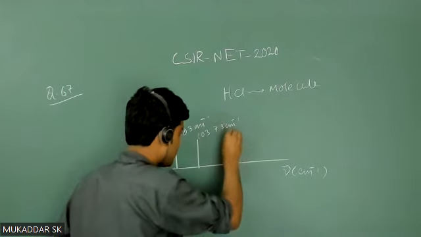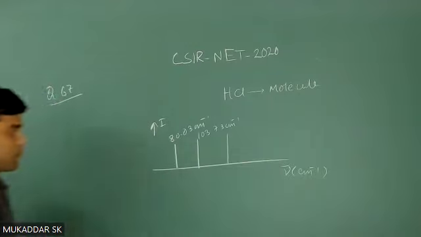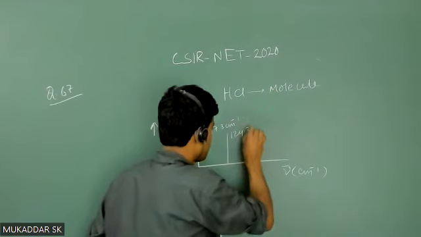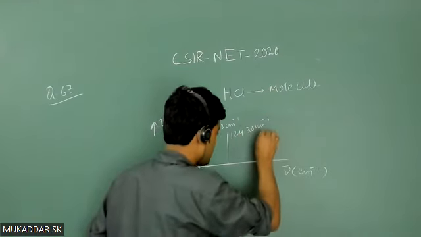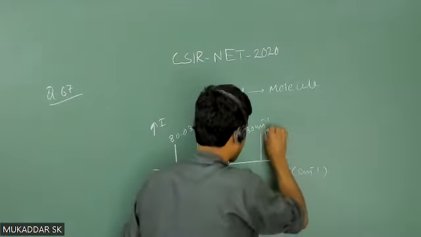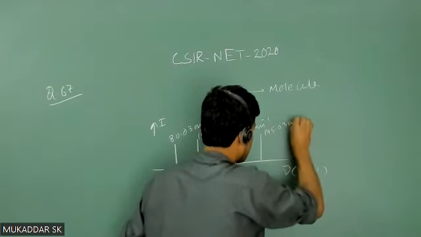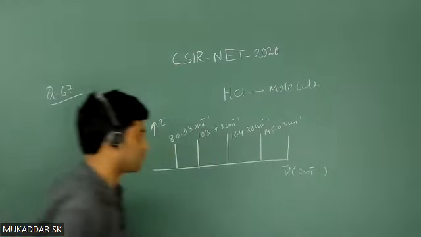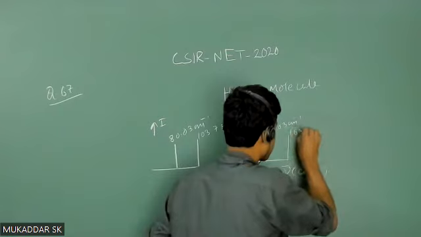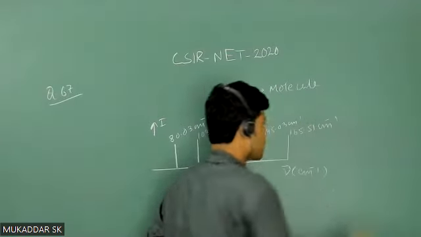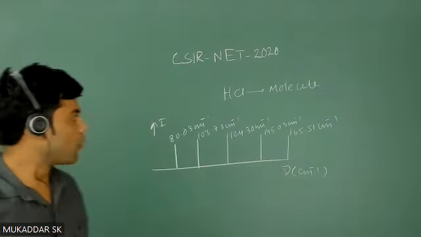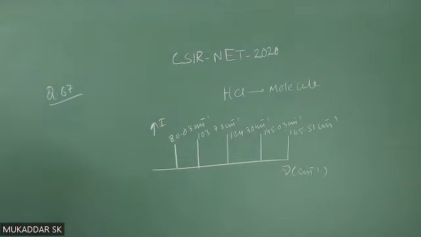centimeter inverse. The location of the next line is 124.30 centimeter inverse. The next line is 145.03 centimeter inverse, and the last line is at 165.51 centimeter inverse. So from these 5 lines in the absorption spectra, we have to calculate the moment of inertia of the HCl molecule in SI unit.